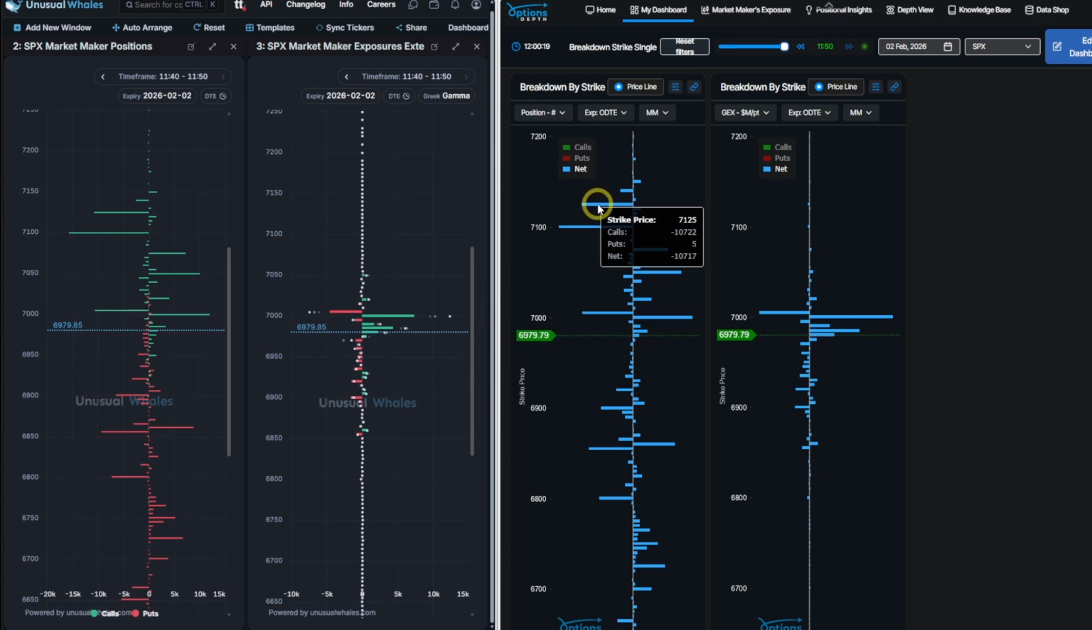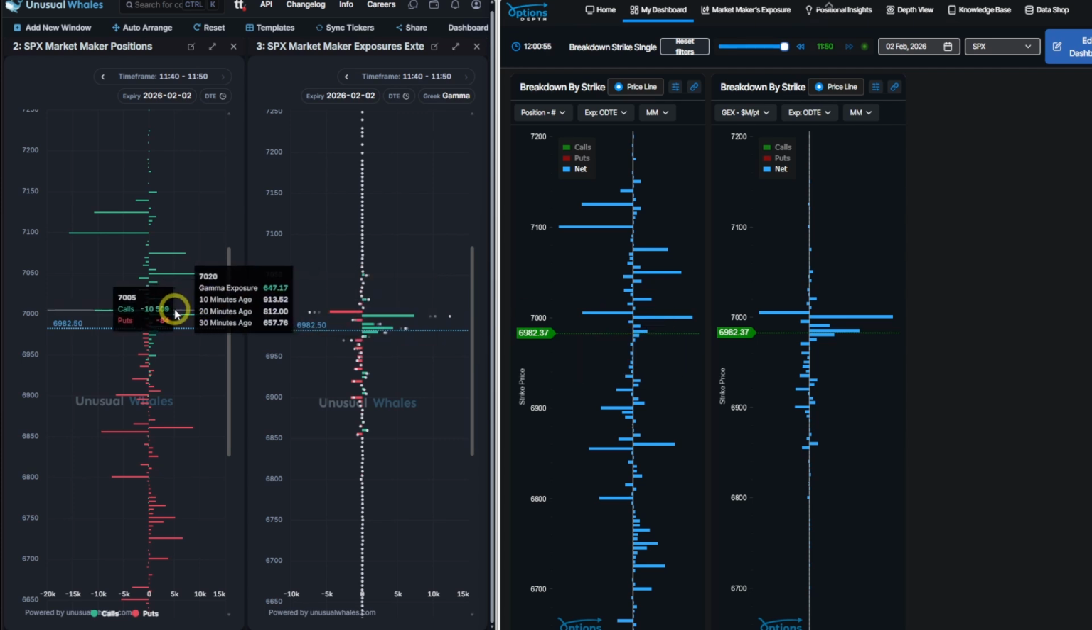On the left side of both platforms is the positional information, and I'll go through some various strikes and check that the data is showing the same thing. Here we go, the SPX 7125 strike, negative 10,722 for calls, 5 for puts. Here's the 7100 strike, negative 15,608. For the 7,000 strike, 12,034 calls, 439 puts.